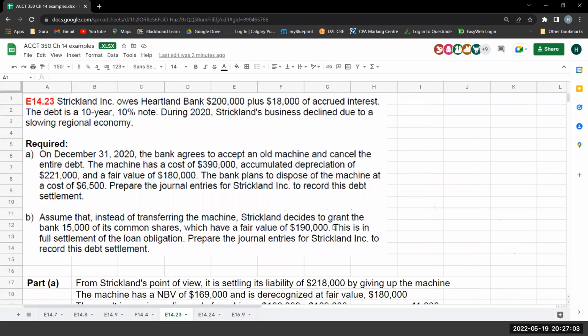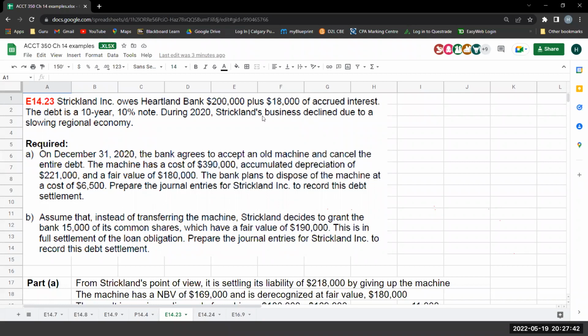So moving on, these two are a couple of examples of troubled debt restructuring. An example here is Strickland Inc., which owes Heartland Bank some money, $200,000 plus $18,000 of accrued interest. Remember, I was talking about debt modification and restructuring, and I said that's not the best outcome. So here, Strickland owes money. The debt is a 10-year, 10% note.